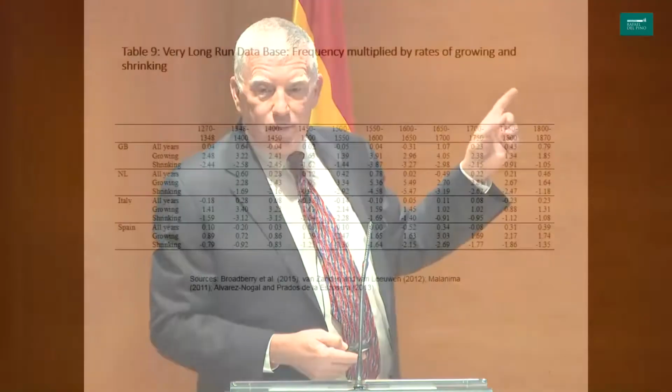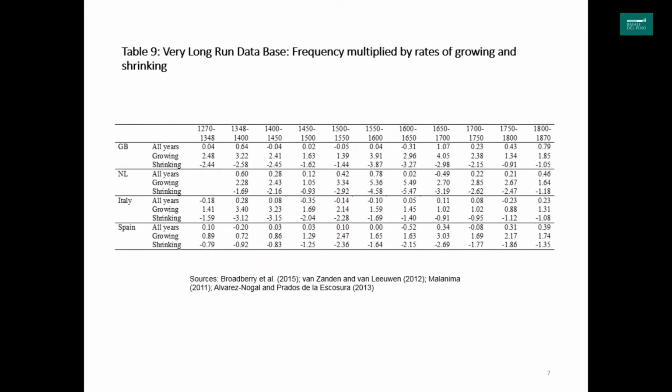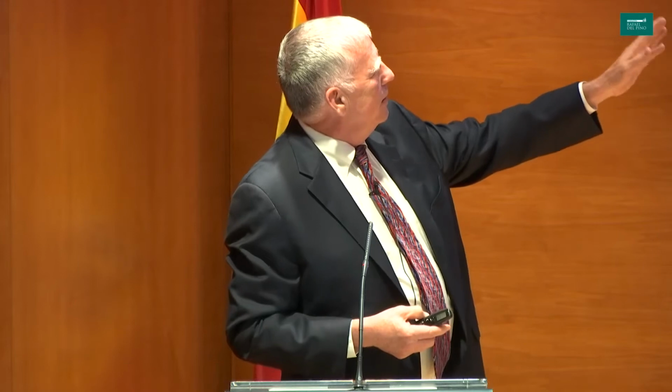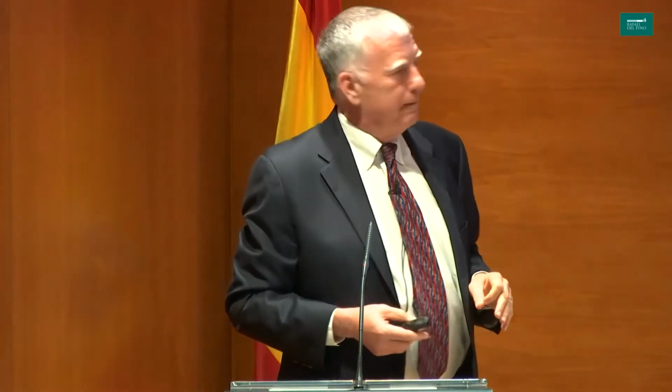So this is a bad table, right? There's too many numbers to see. But this is data from Leandro for Spain, from Steve Broadberry for Great Britain, from Van Zanden and Van Leeuwen for the Netherlands, and from Italy. And this takes the data from 1270 to 1348 in the first column, based on a whole variety of creative ways of estimating income, all the way up until 1870. And going to the next slide here, just focus on the 1650 to 1870 time period.